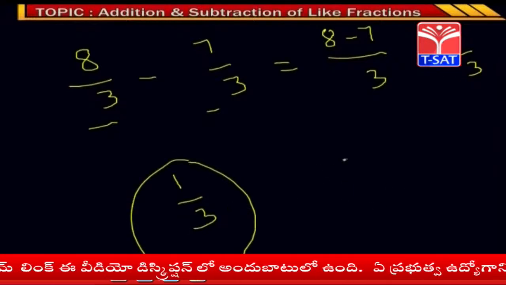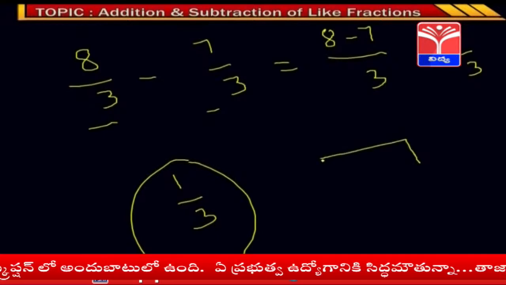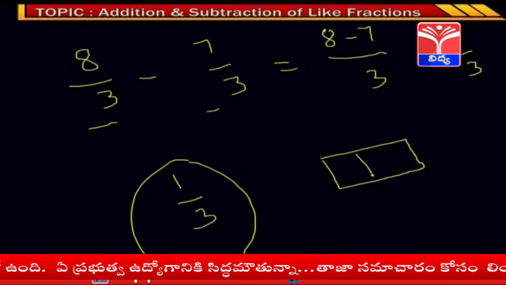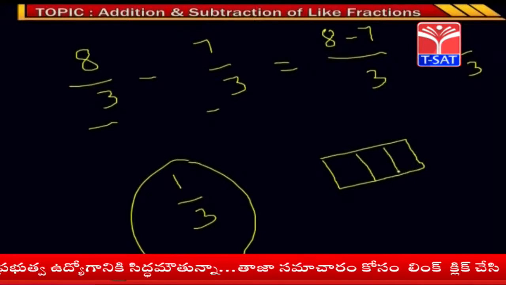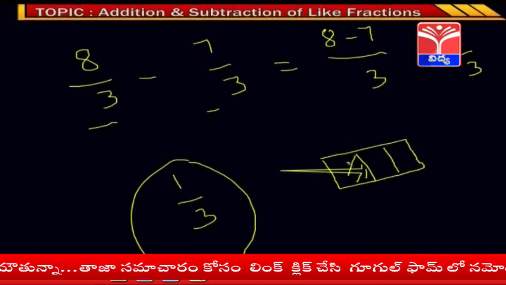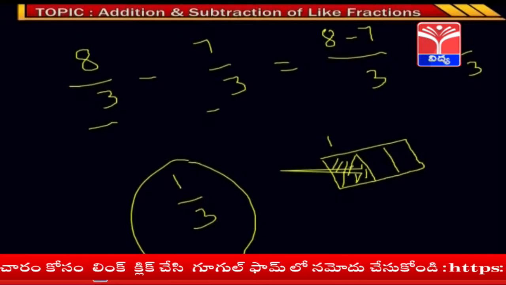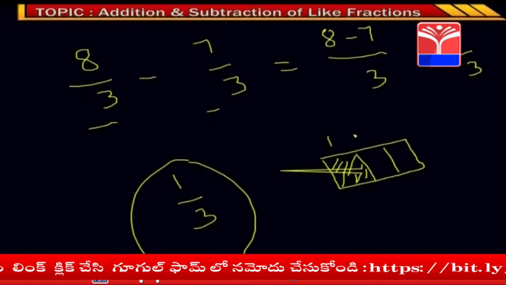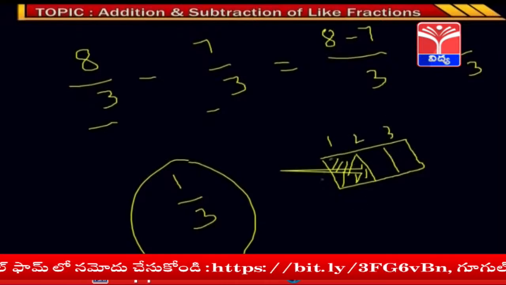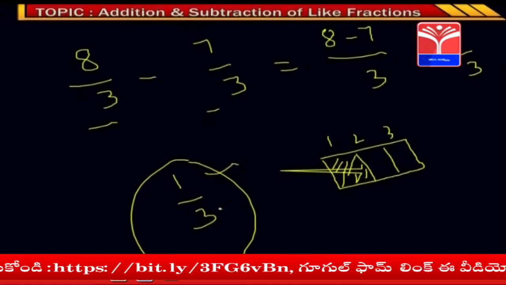See how we will represent 1 out of 3. Suppose one object is like this. We divide it into 3 equal parts and we select one part. 1, 2, 3. 3 equal parts and we select one part out of 3. One part out of 3.